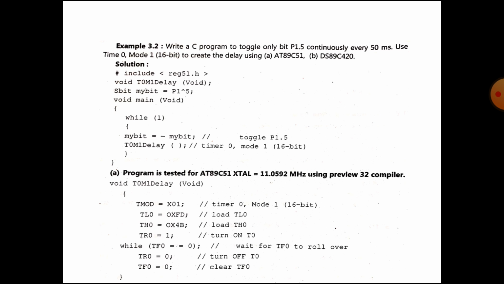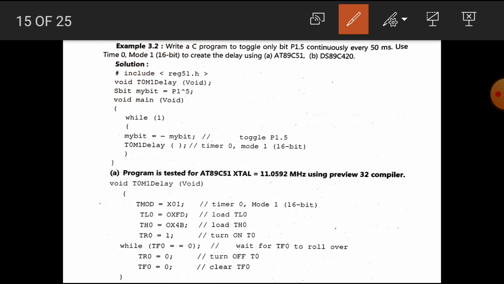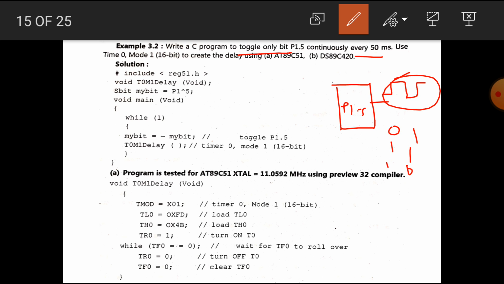Now let's see some C programs here. For example, write a C program to toggle only bit P1.5 continuously every 50 milliseconds. That means now we have to write a C program to toggle bit P1.5. Toggle means generation of square wave. Similarly, we can also say that toggling means converting zeros to 1 and ones to 0. That means we get here a square wave like structure.